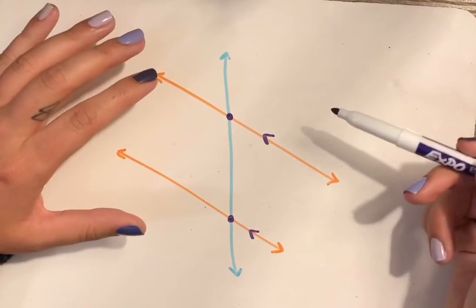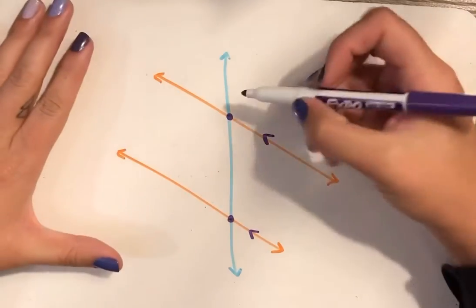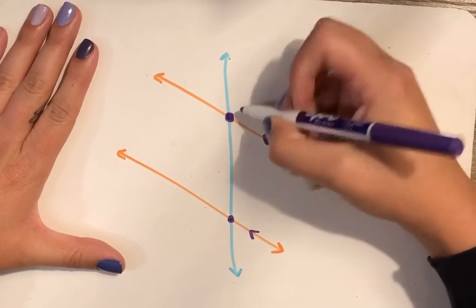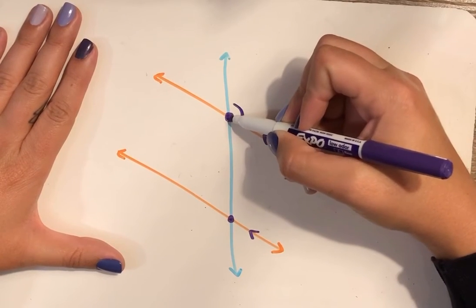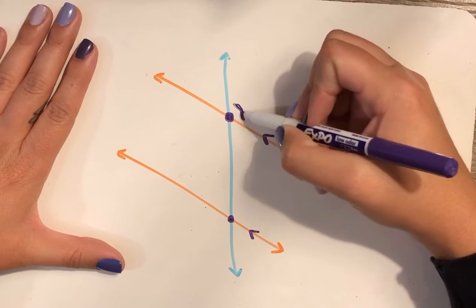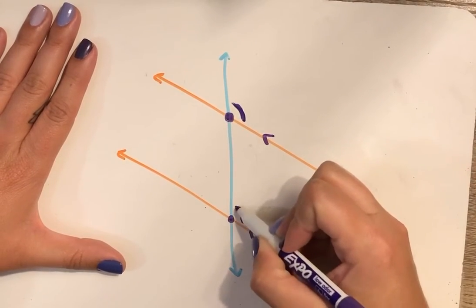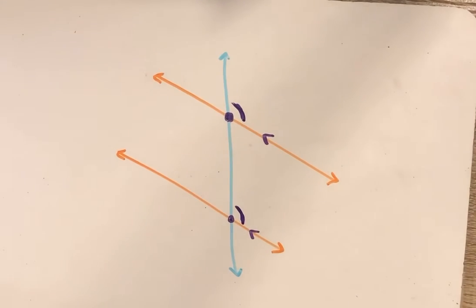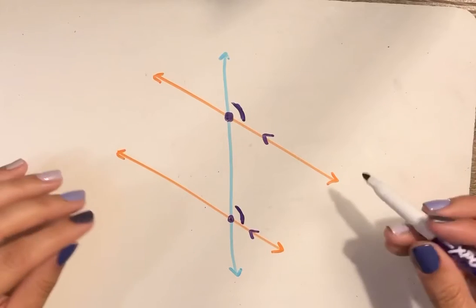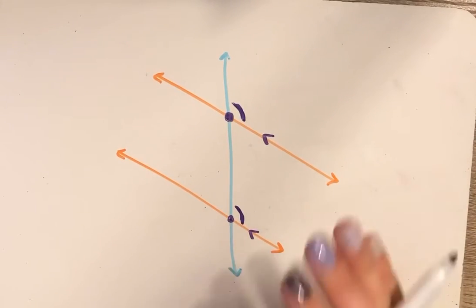So first let's talk about corresponding angles. So corresponding angles are in the exact same position at their intersection. So at the top intersection, this angle here, I can think of it as the top right angle. So its matching angle down here would be this one, because at this intersection, it's in the top right position. So that is corresponding angles. Corresponding meaning they go together, they're in the same spot.